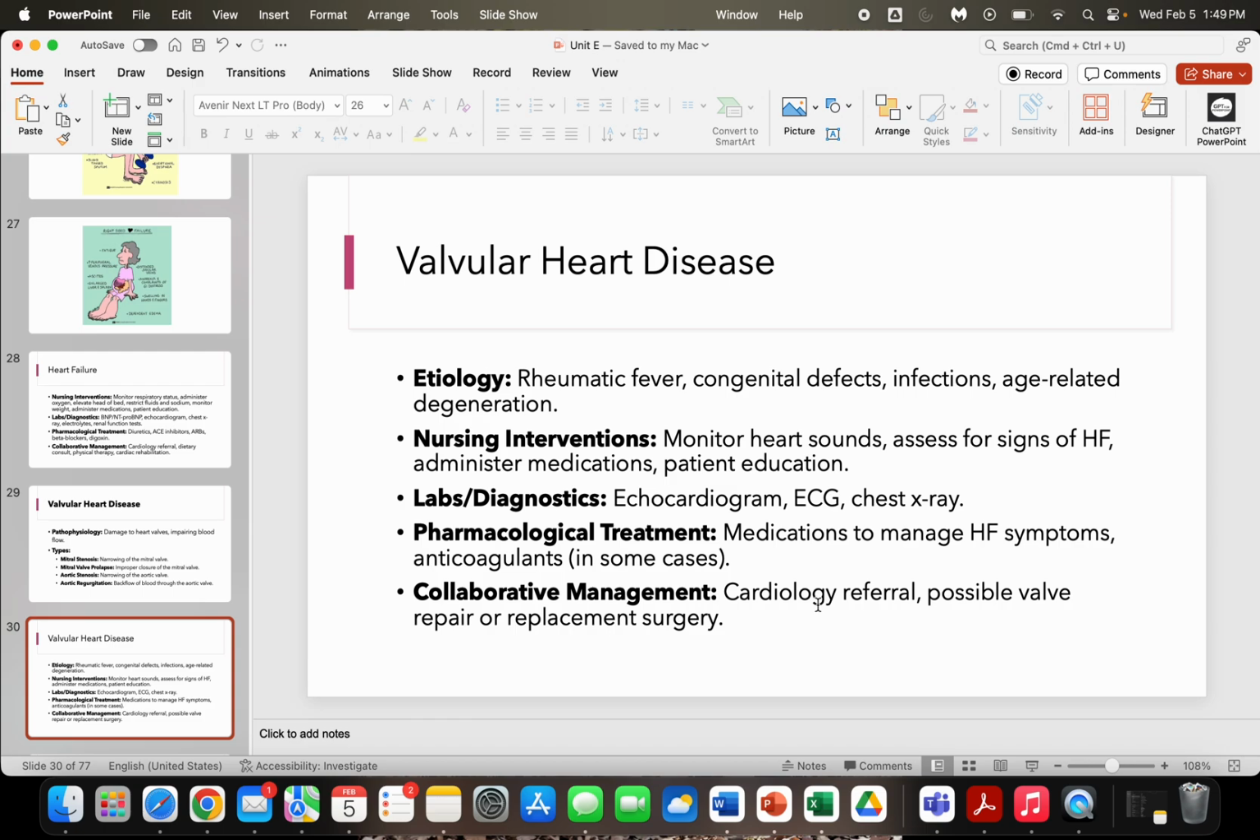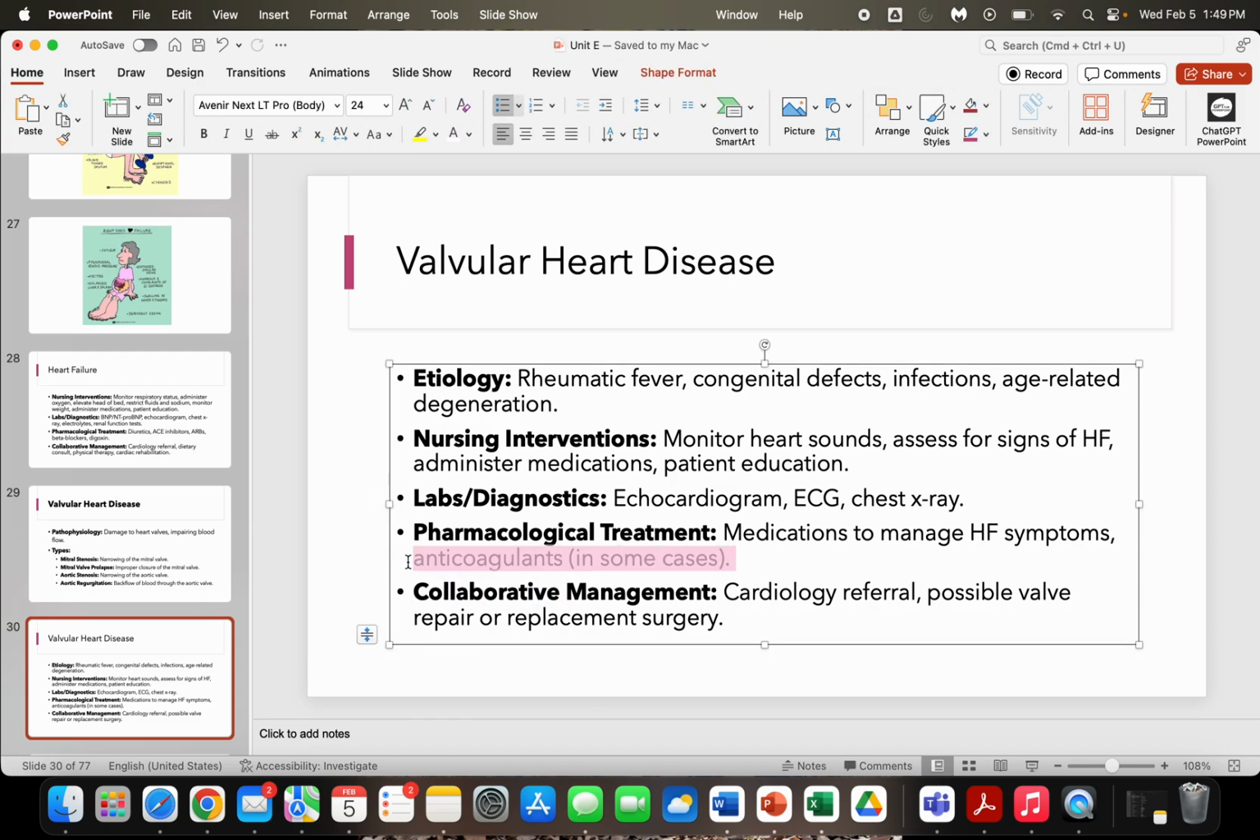If that happens, lots of times what they're going to need is anticoagulants. This is super important in valvular heart disease. If a patient ever has a valve replacement, they're always going to be on anticoagulants, probably for the rest of their life, because we never want to run the risk of a blood clot in an artificial heart valve, right? If we've taken the original heart valve out, we replace it with something foreign.